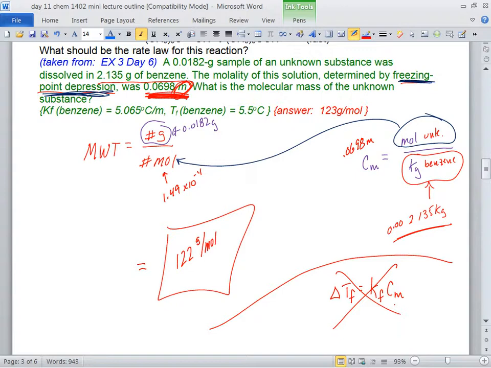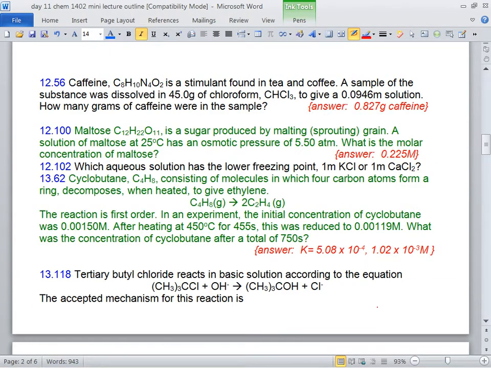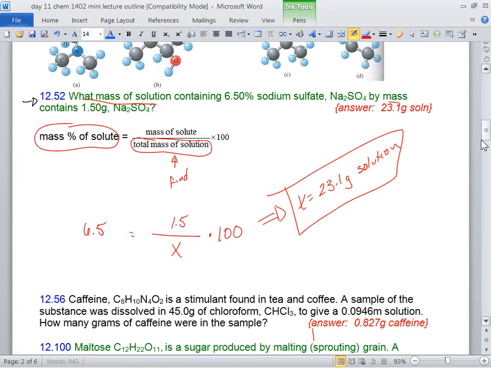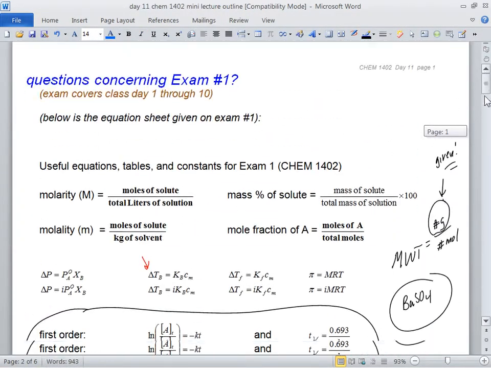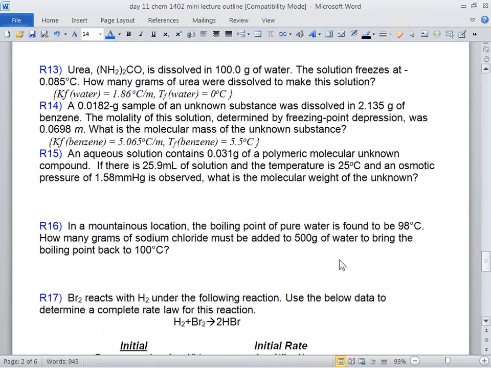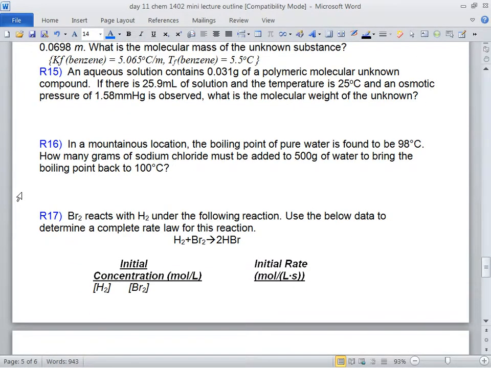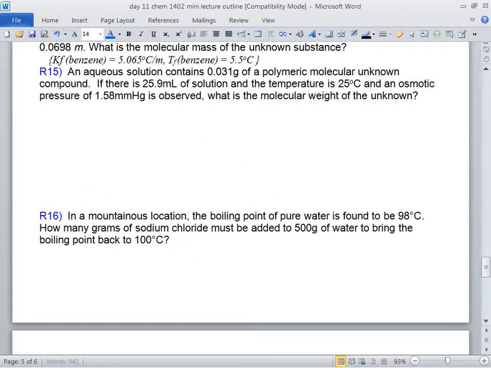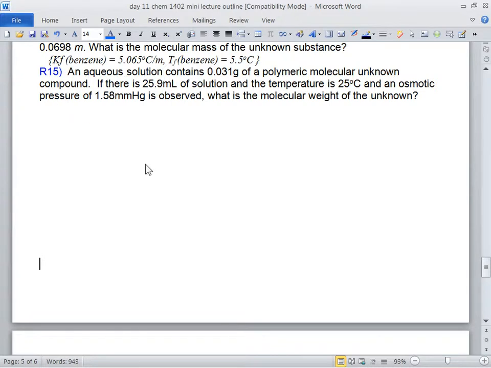Yes, and Drummond, can we do R15? R15? All right. It's like osmotic pressure. R15. Whoop, wrong way. Let's try R15. Okay. It's another molecular weight problem, and it's osmotic pressure.